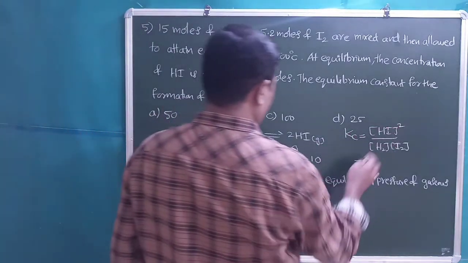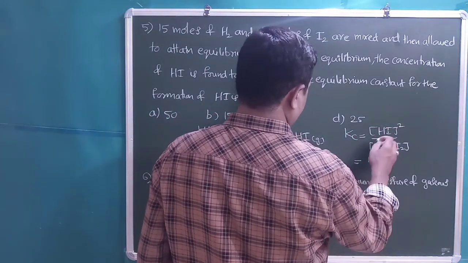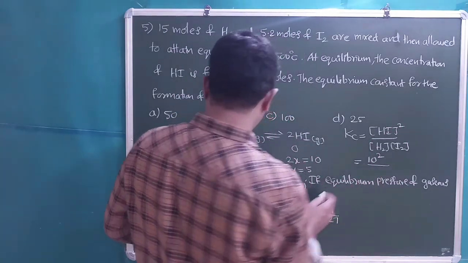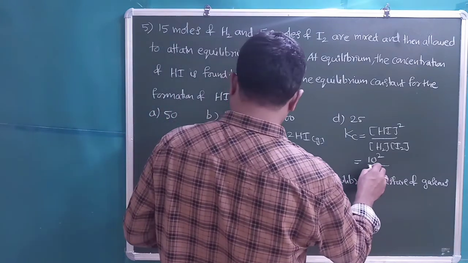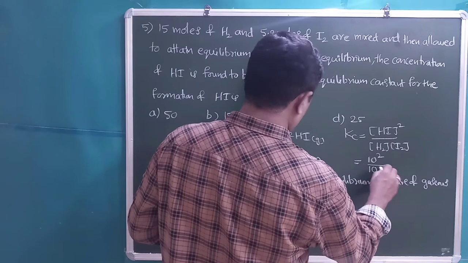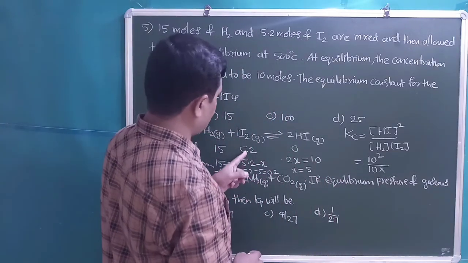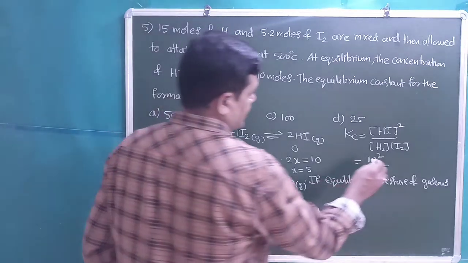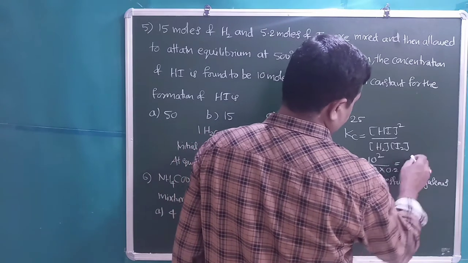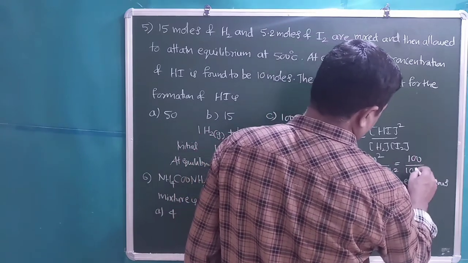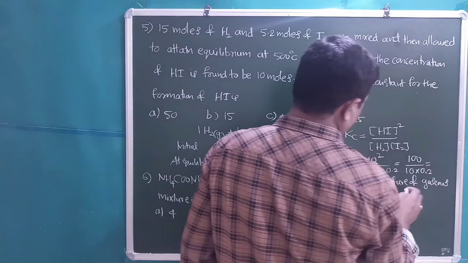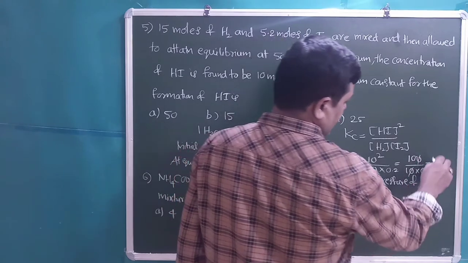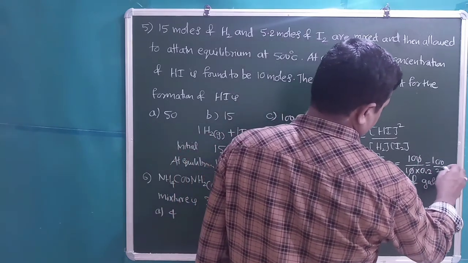So HI number of moles is 10, 10 squared, divided by H2 at equilibrium, that is 15 minus 5, which is 10, into I2, the remaining moles of I2 at equilibrium. Initially 5.2, 5 moles reacted, remaining is 0.2. 10 squared is 100, so 100 divided by 10 into 0.2. Let us simplify this, right? The zeros get cancelled. Students, 10 by 0.2 we can write as 100 divided by 2, which is equal to 50.